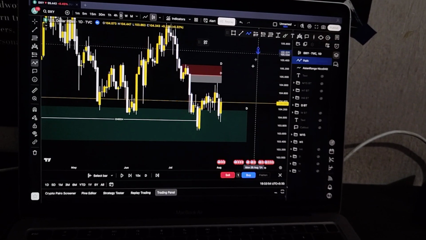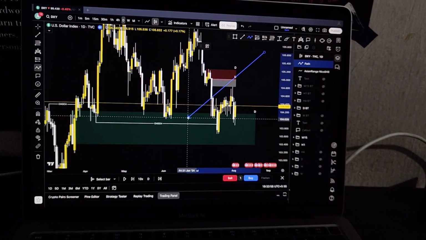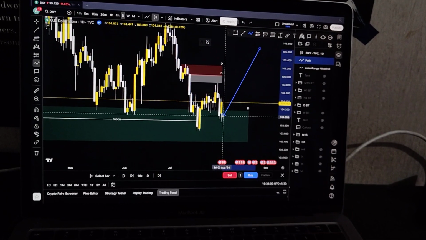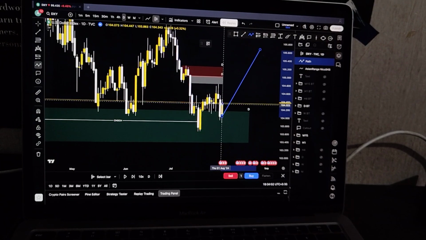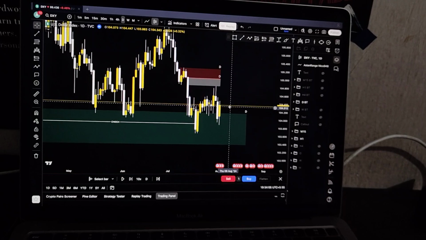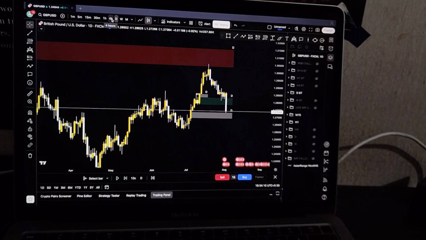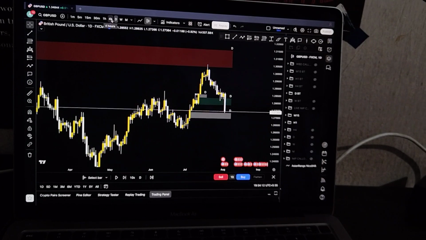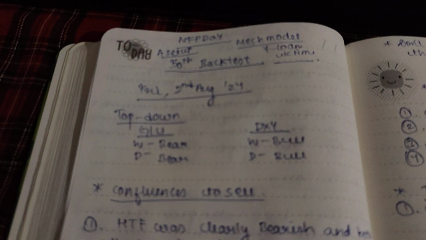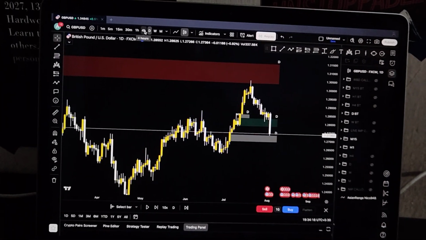And according to how this DXY closed and how it's respecting this demand zone on the daily time frame, it's clearly looking like it's respecting this demand zone. And now I will be looking for buys on DXY, which will be sells on GBP USD. So that was my daily bias. I was looking for sells. And my weekly bias, as you can see right here, I've written it. On GU it was bearish, and on DXY it was bullish.